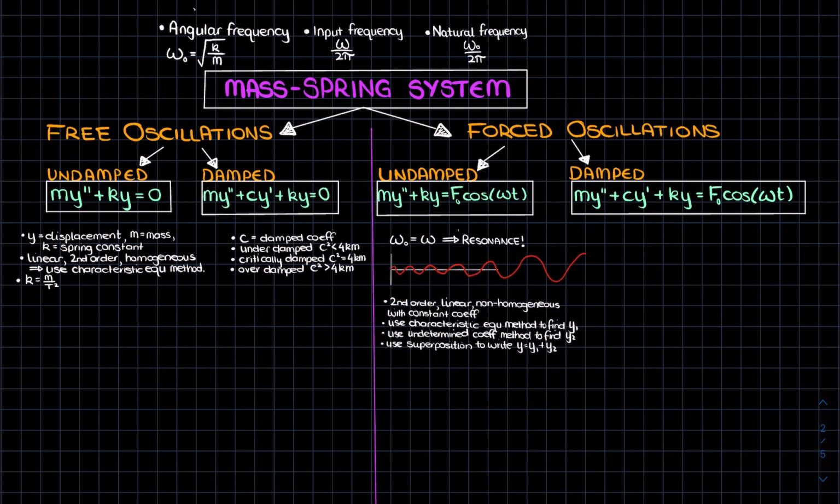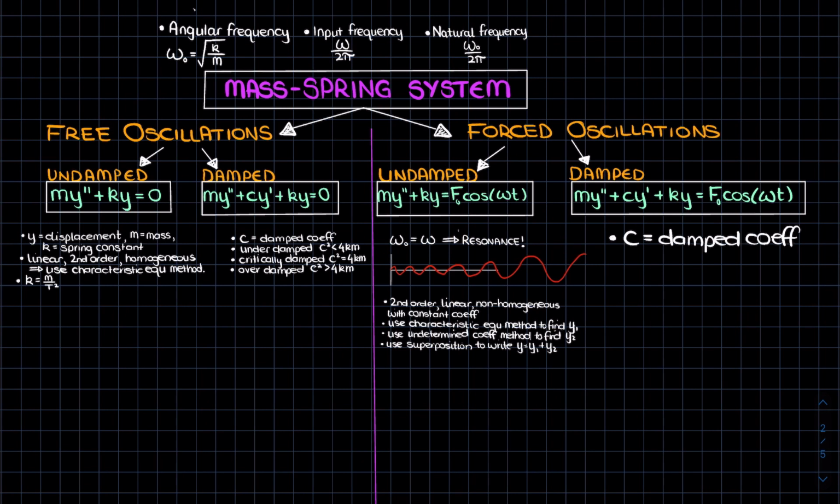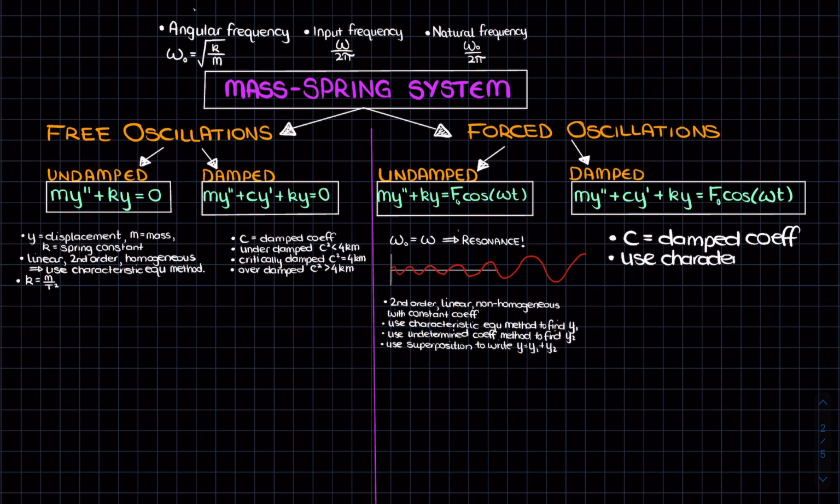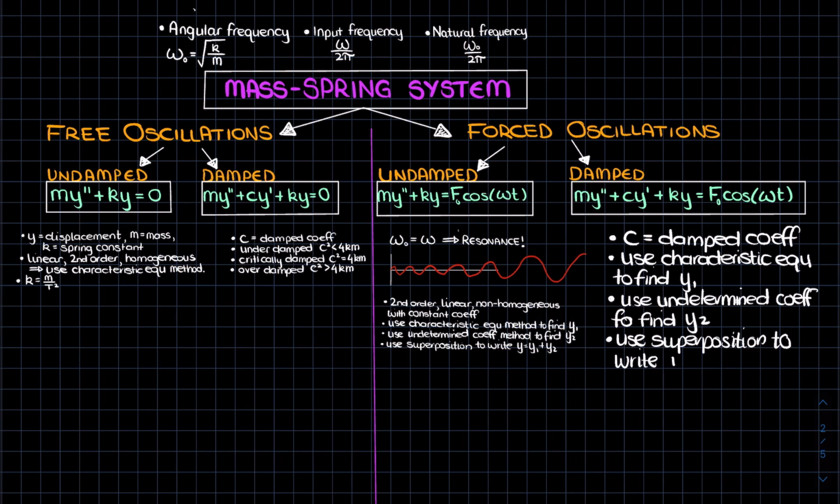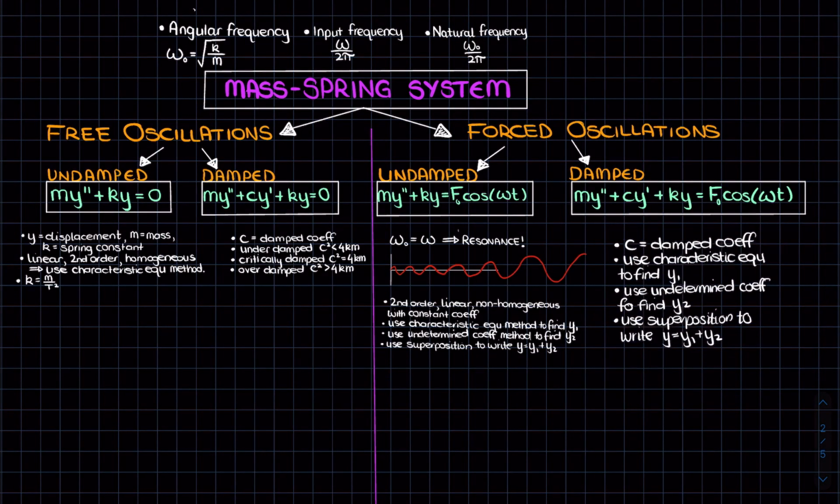And for our forced damped system, we still have that c is the damped coefficient, and we have a second order linear non-homogeneous ODE with constant coefficients. So just like the undamped case, we can use the characteristic equation method to solve for y1. Then we can use the method of undetermined coefficients for the non-homogeneous case to solve for y2. Then because the ODE is linear and our two solutions are linearly independent, we can use the superposition principle to write y equals y1 plus y2 to get our final solution.